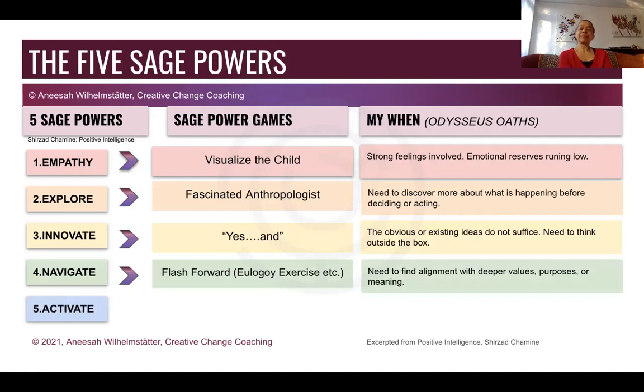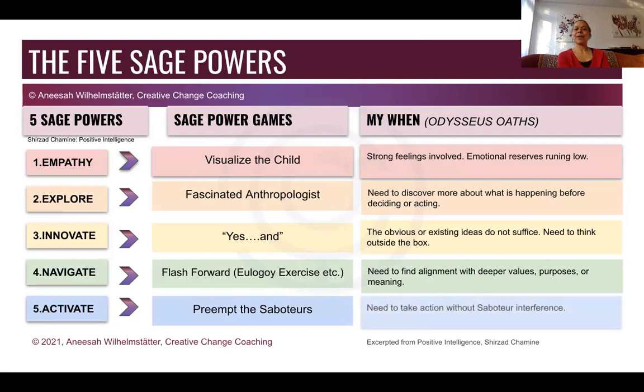Activate. So, what gets us to action? We want to preempt the saboteurs. So this is one power game. You think, okay, that's what I say to myself in that situation, and it tends to trip me up. So what am I going to say instead? And again, you need to take action without this saboteur interference, right?